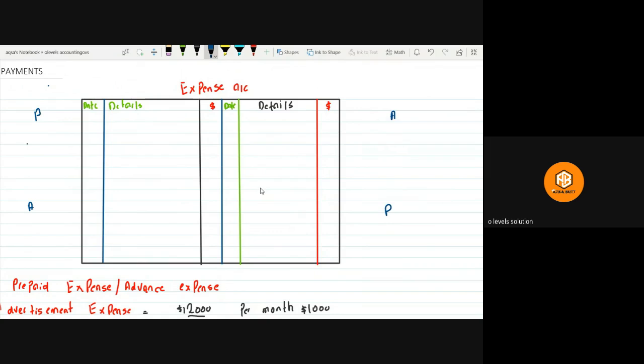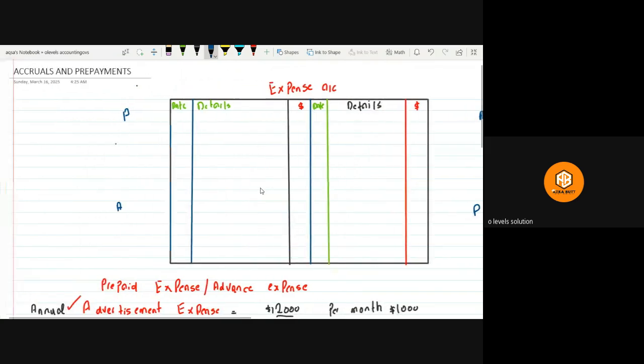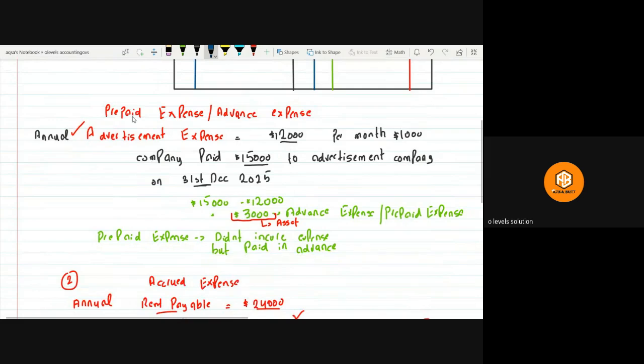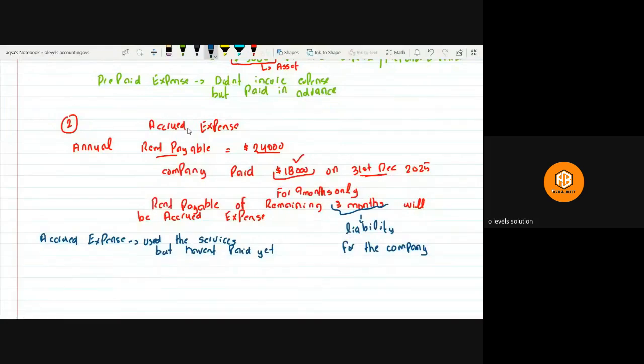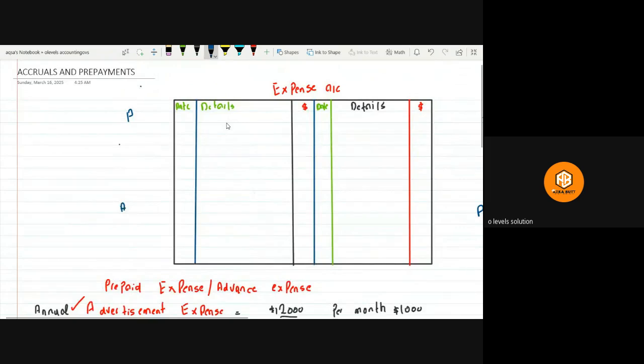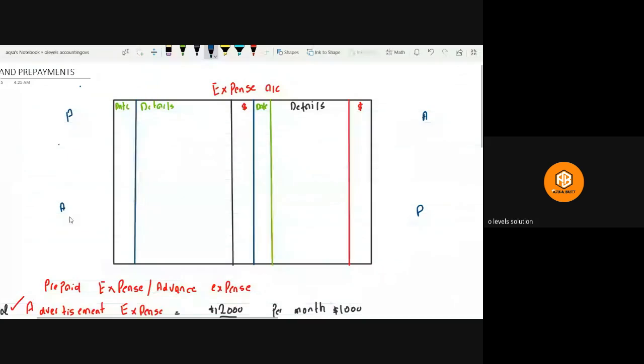Now, what does it mean? Sometimes you will see some prepaid expenses at the start of the year. It means that maybe you have paid some extra payment for the expense. And sometimes you will see some accrued expense at the start of the year, which means you incurred the expense, you have used the service, but you haven't paid yet. So this P is prepaid expense, this A is accrued expense, this A is accrued expense, and this P is prepaid expense.